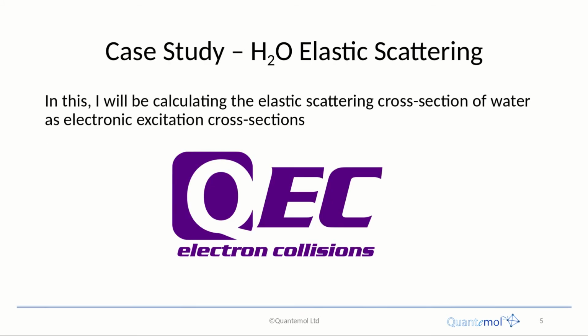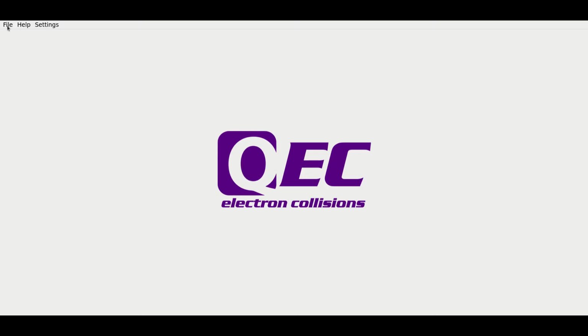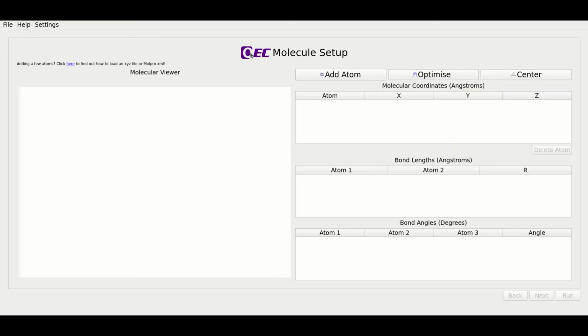I will now be taking you through an example of how to use Quantemol-EC to calculate elastic scattering cross-sections and electronic excitation cross-sections of the exemplar molecule water. To start a new calculation, one clicks File and then New. This brings you to the screen which allows you to input your geometry.